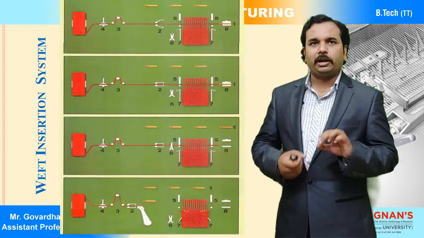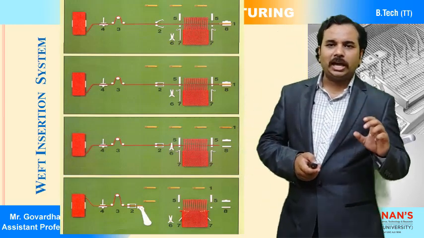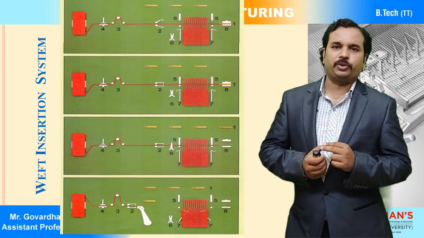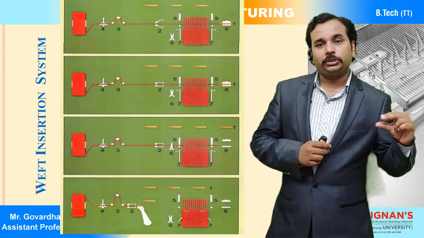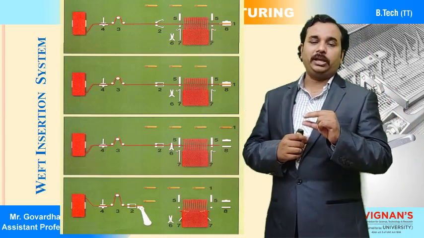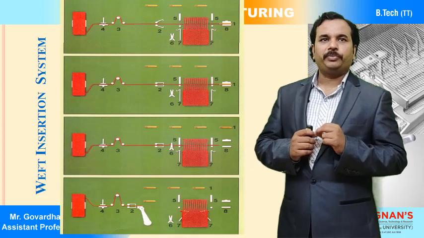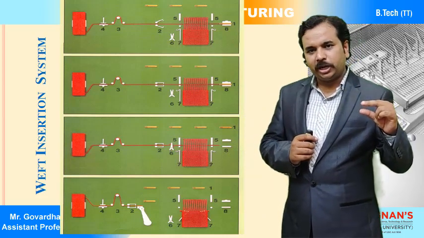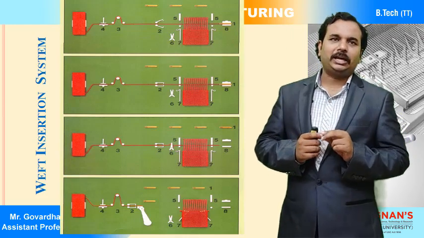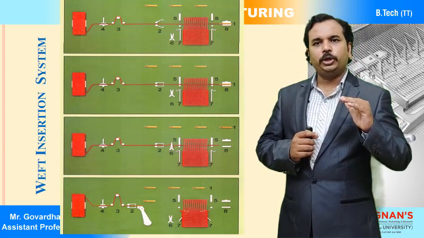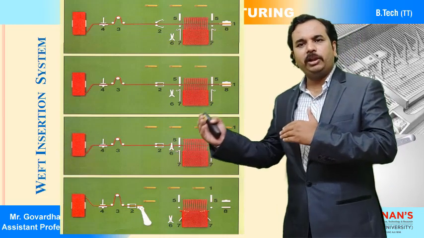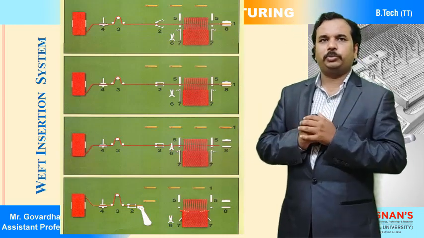Now in the fourth diagram you can observe that the projectile feeder comes to the near position of the selvage. The projectile feeder comes near to the selvage of the fabric to hold the weft thread. When it is coming near to the selvage, at that time the tensioner is going to release the tension, and the thread will come back to the back position.